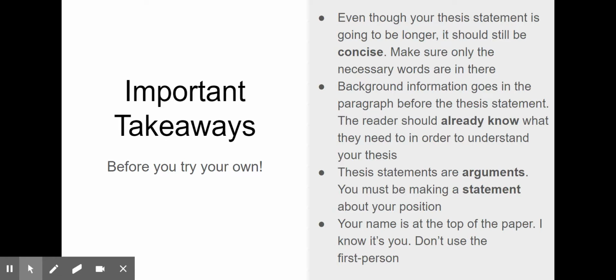Your name is at the top of the paper. I know it's you. Don't use the first person. Don't use it. Doesn't belong in your thesis. Doesn't belong in your background information. Doesn't belong in your body paragraphs. I know who it is because you are the person who turned in the paper. I imagine that when you're writing a statement about your position, you are writing about your own position. So you don't need your name in there anywhere. You don't need I in there anywhere. You don't need us. Leave it out.